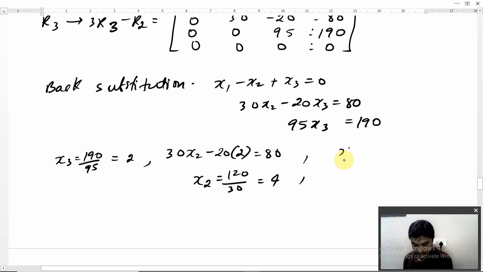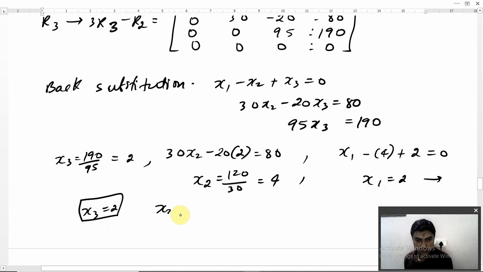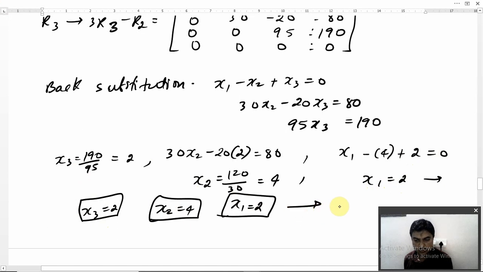The next value is x1 minus x2. How much is x2? It is 4, and plus x3. x3 is 2, which is equal to 0. So x1 is equal to 2. If you write x3 as 2 properly, and x2 is equal to 4, correct answer, and x1 is equal to 2, then only you are going to get 3 marks. So this is how the 7 marks are distributed.